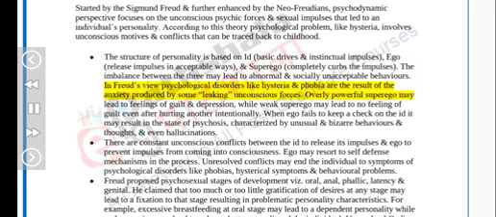In Freud's view, psychological disorders like hysteria and phobia are the result of the anxiety produced by some leaking unconscious forces. An overly powerful superego may lead to feelings of guilt and depression, while a weak superego may lead to no feeling of guilt even after hurting another intentionally.